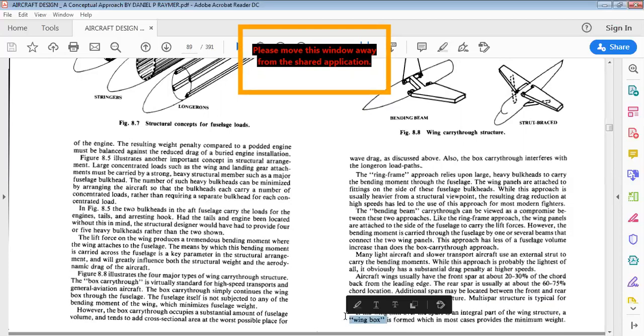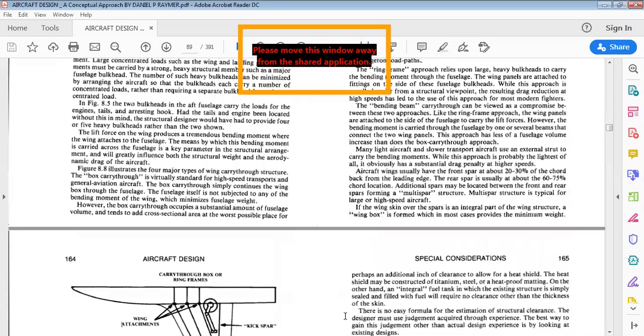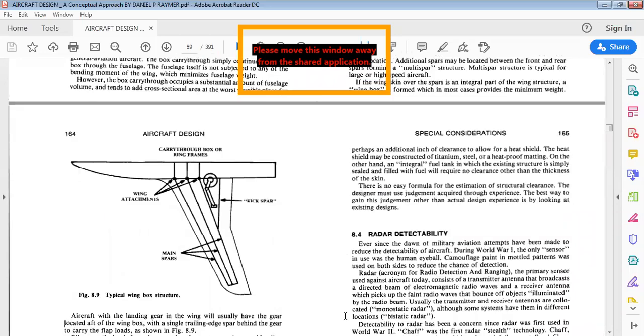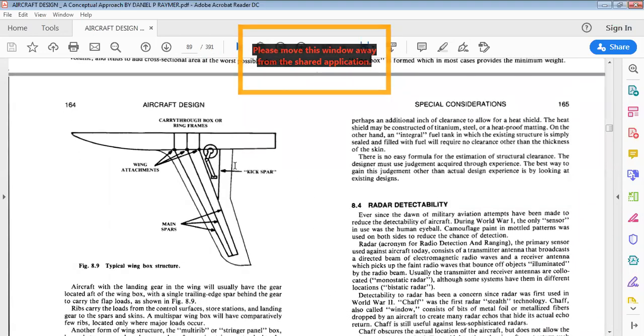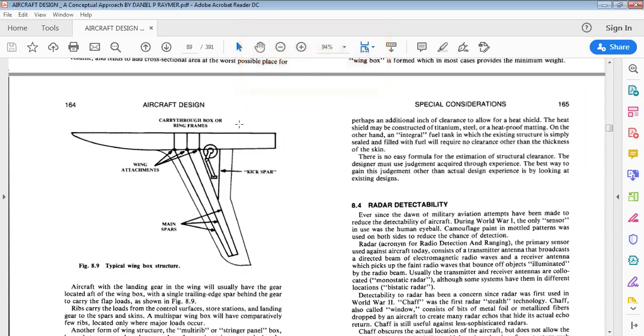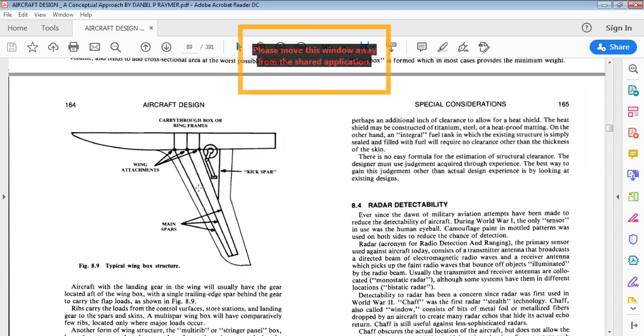So mainly we'll look into wing box optimization and structural analysis. You can see the typical wing box structure, how it looks. We can see the wing attachments to the fuselage, a kick spar, and the main spars, and also the carry-through box for a ring frame. Whenever you are doing wing box structural optimization, you consider each and everything: ribs, spars, longerons, stringers, everything will be considered.